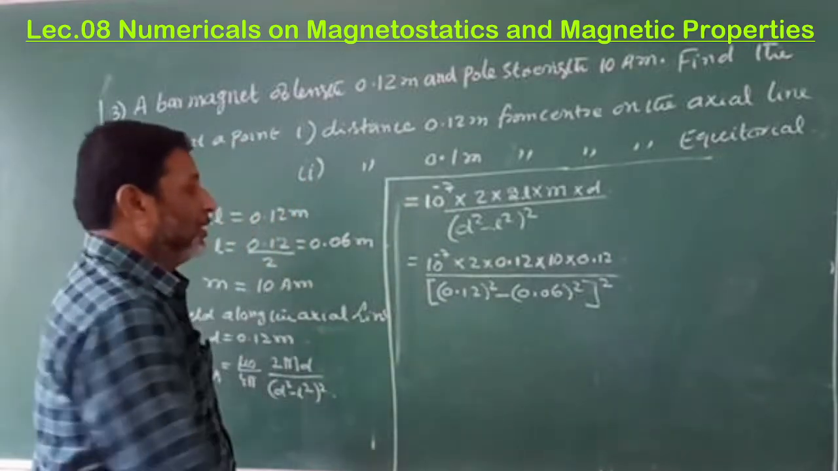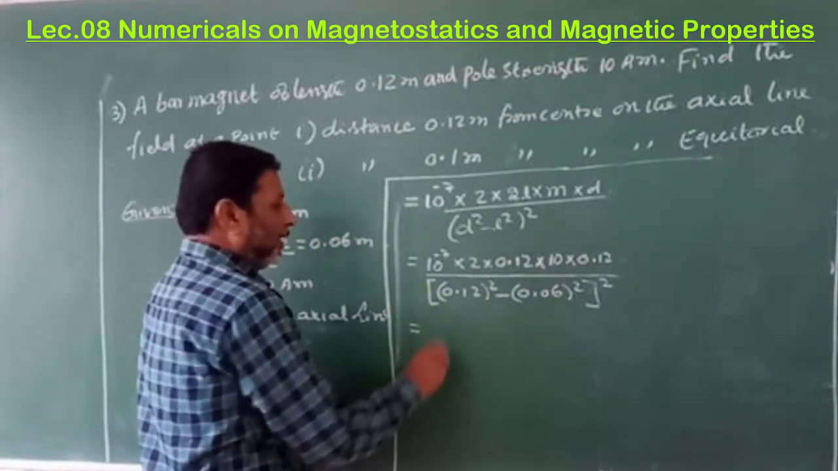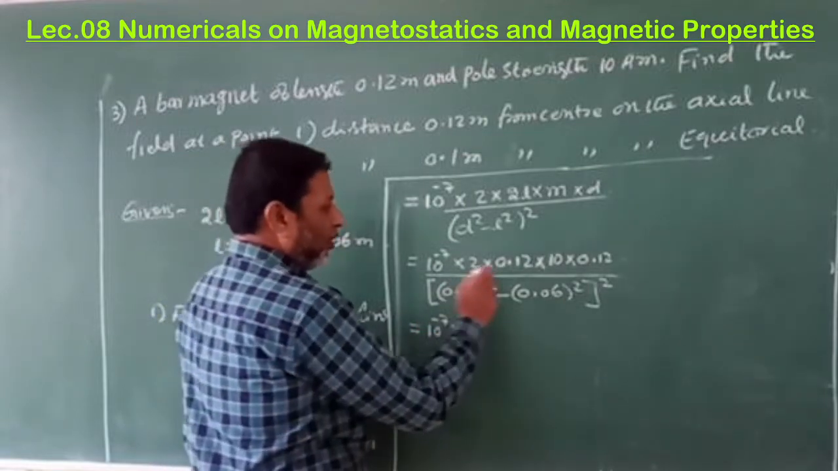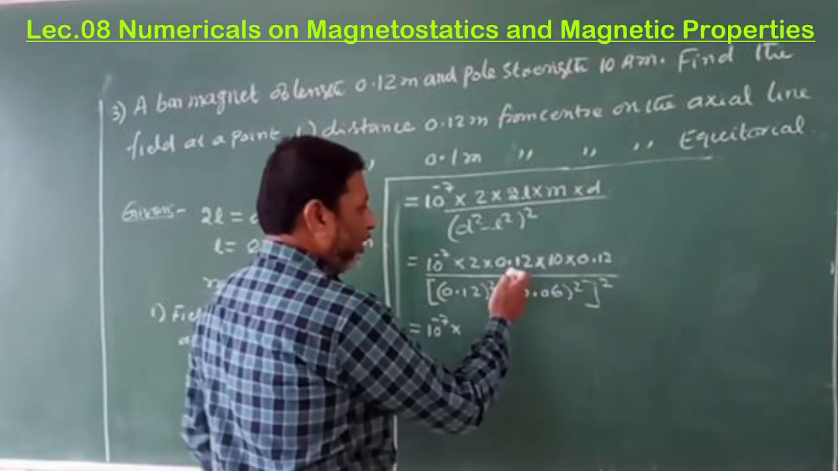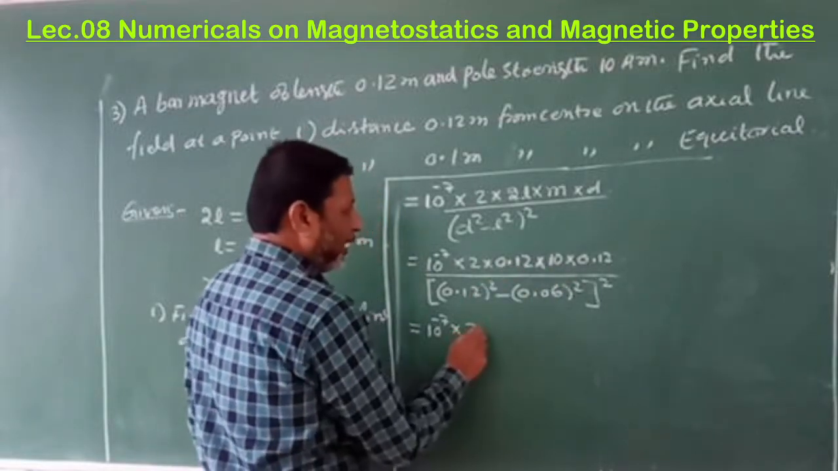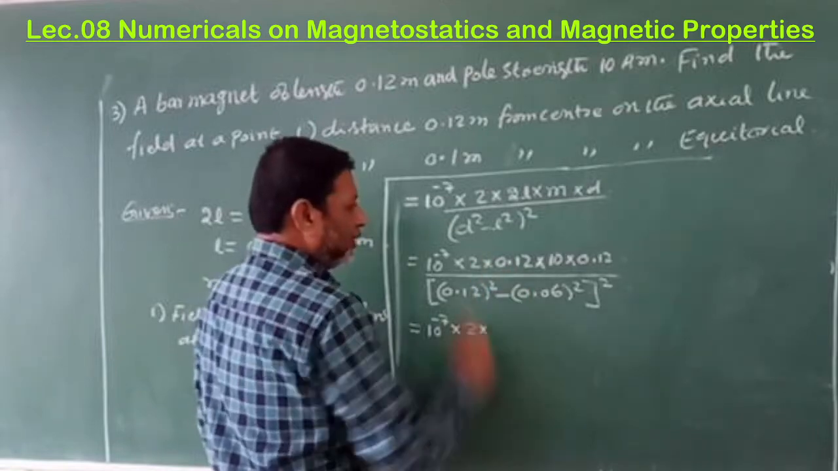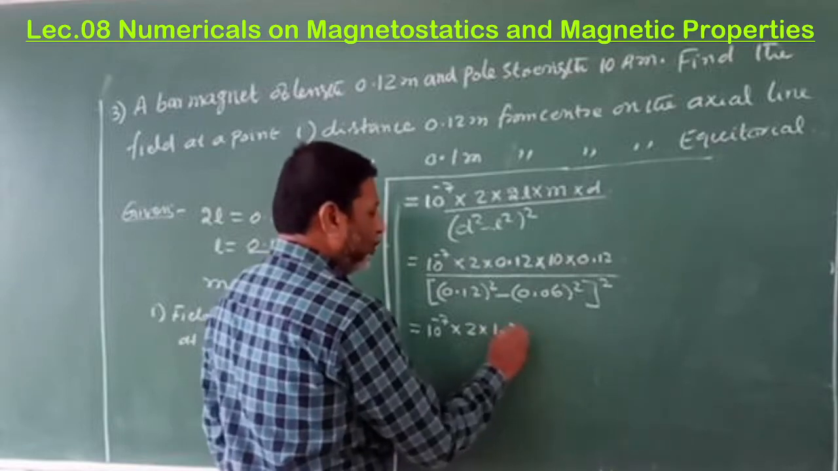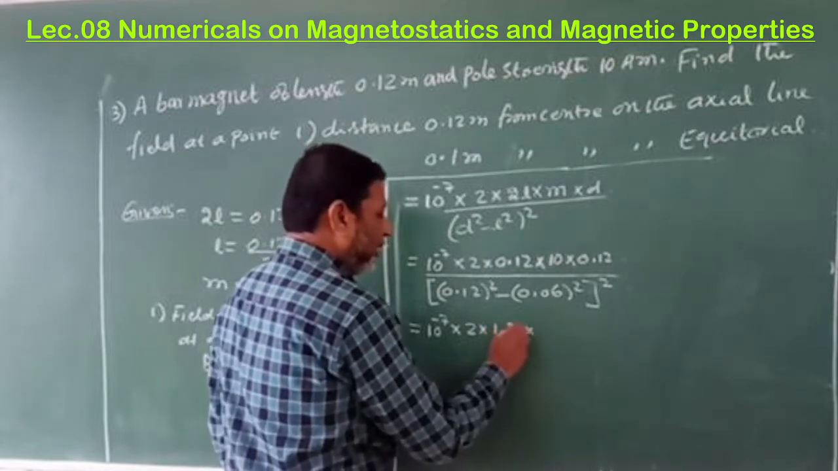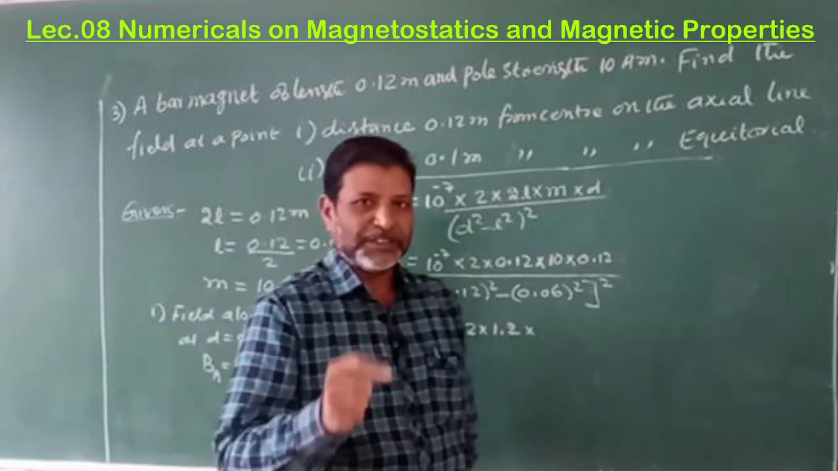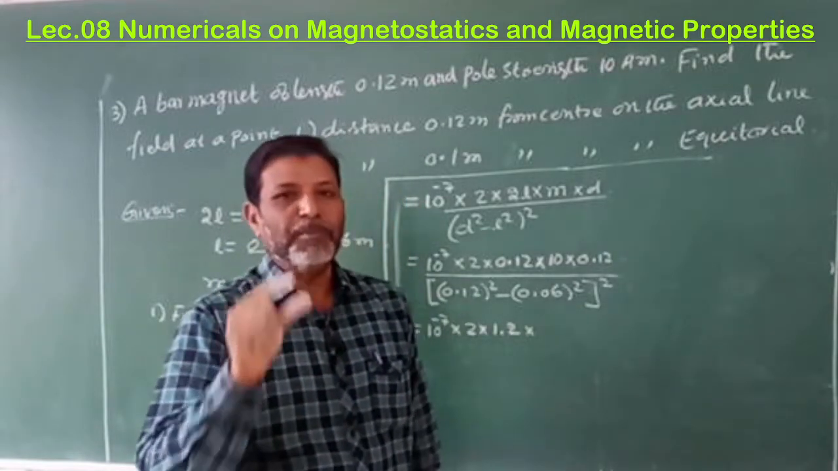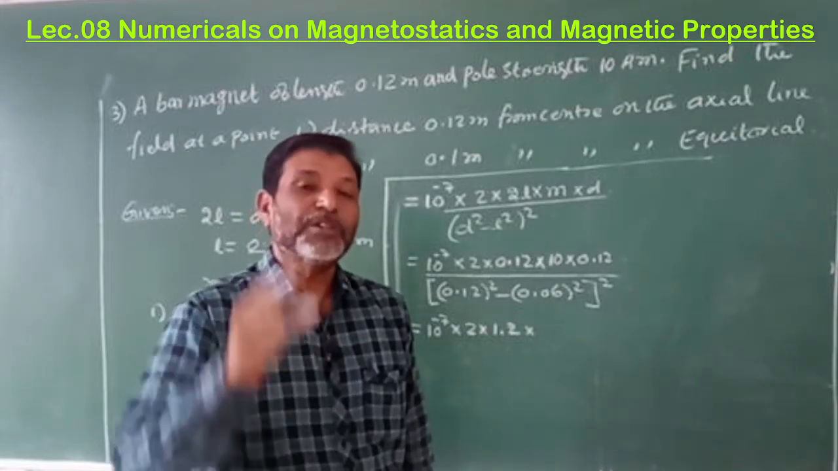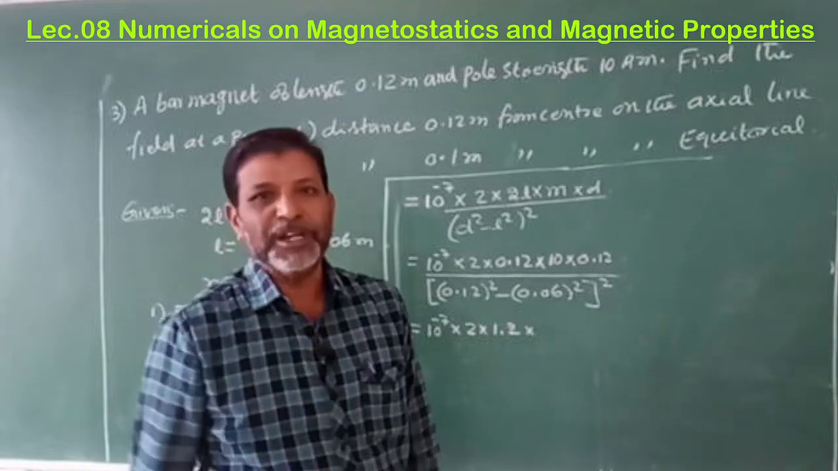Now this is equal to 10 to the power of minus 7, which you keep as it is, into 10 into this much, which gives 1.2. Always remember that for easy calculations, don't put the number in decimal form. You convert it into a whole number so that the calculations will become easy for you.